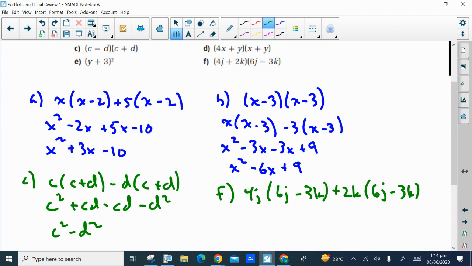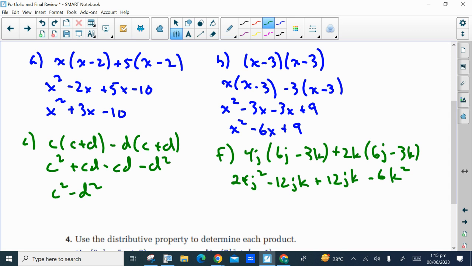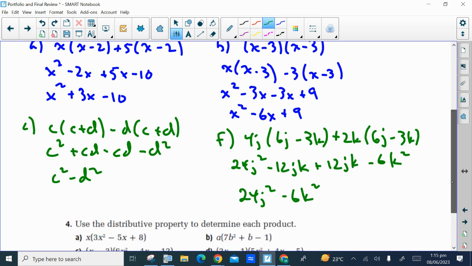The 4j's multiplied by both terms in that second binomial, and then the positive 2k is as well. So that'll give us 24j squared, negative 12jk, plus 12kj, which is the same as jk, minus 6k squared. And once again, negative 12jk plus 12jk, they cancel. You're left with 24j squared minus 6k squared. There's the final answer.